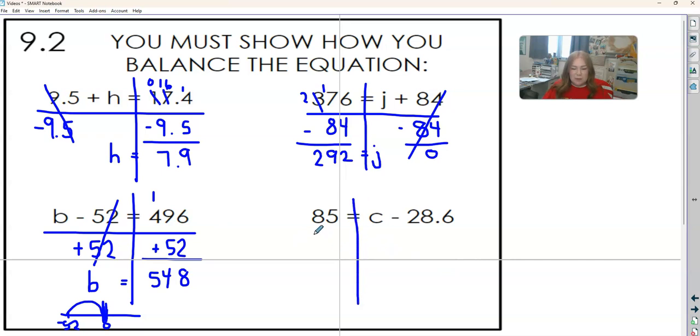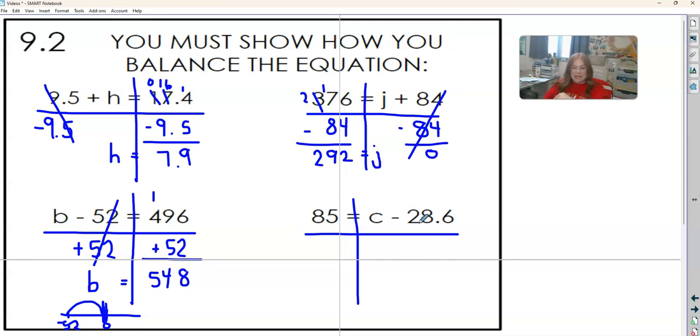So our last one we are going to try is this problem here. We're going to set up our balance bar. So we have C minus 28 and 6/10. So C is on the right side. It doesn't matter which side it's on. The goal is to get the variable on its own.